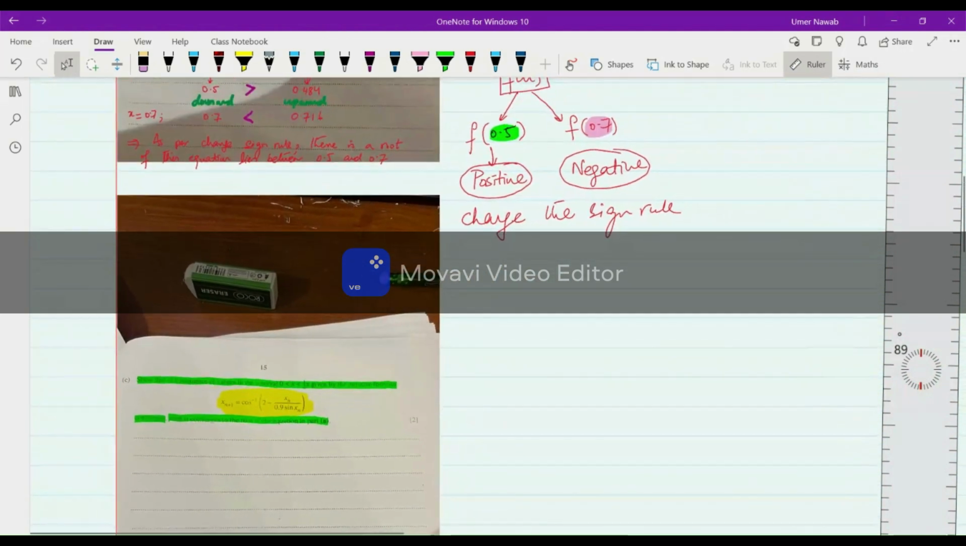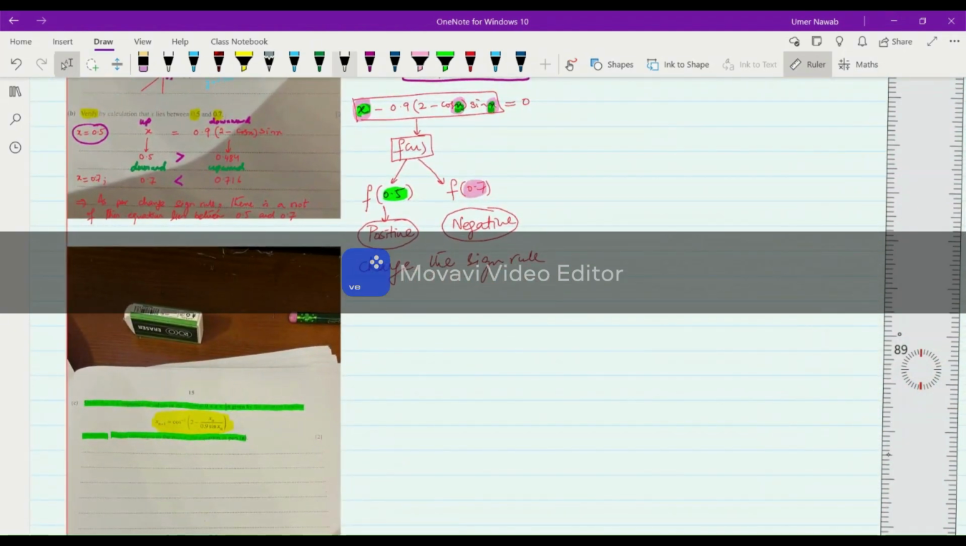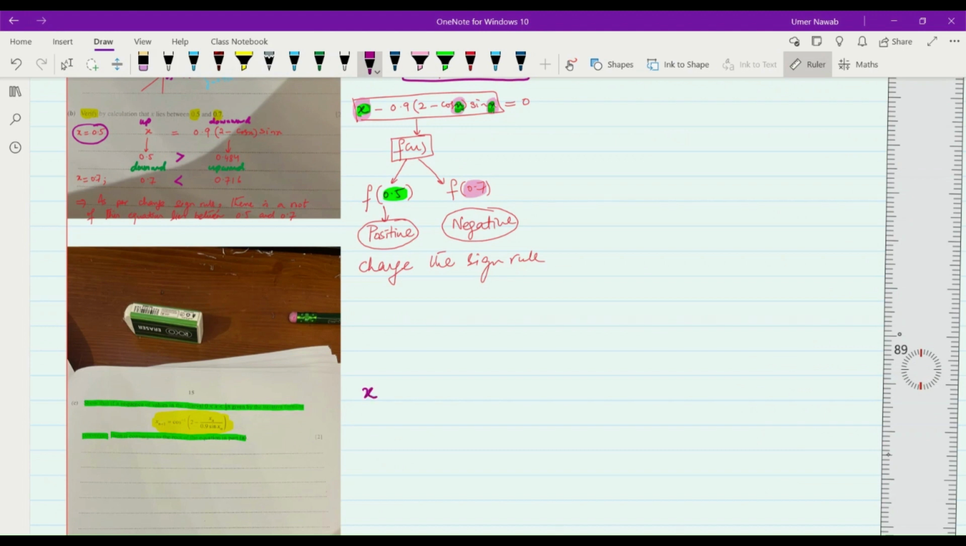So which equation do we have? Let me copy it here again so that I can focus on making this equation.